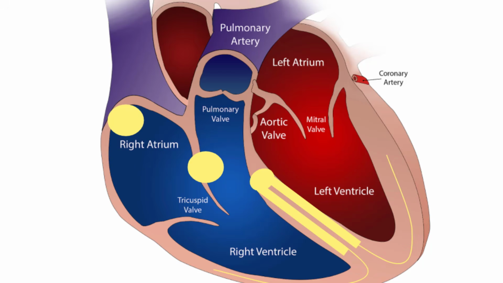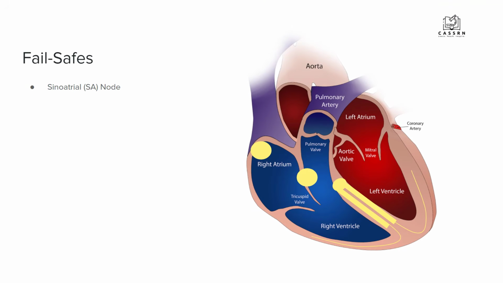Something that's important to know is the fail-safes: the body has built into it, when one of these systems fails, a way to keep everything going just in case. First off, the SA node is the basic pacemaker of the heart. It gives you your baseline beats per minute, which is 60 to 100 beats per minute at a resting rate, usually a little lower than 100, but sometimes that's normal for people.